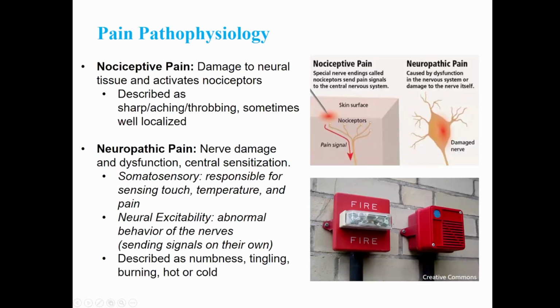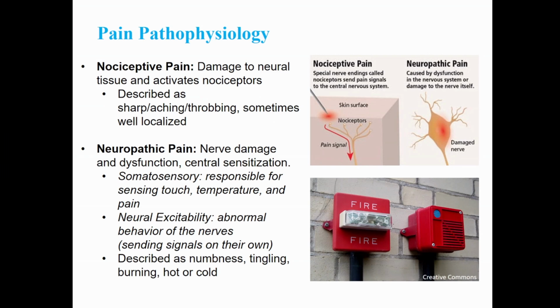We'll do a brief review of pain pathophysiology. The two major categories of pain are nociceptive pain, which is actual physical damage to tissue and activates those pain nociceptors. When you see a patient with nociceptive pain, a lot of times, but not always, they'll describe it as sharp, or crampy, or a visceral type of pain. Sometimes it can be really well localized, where the tumor is or where the fracture is.